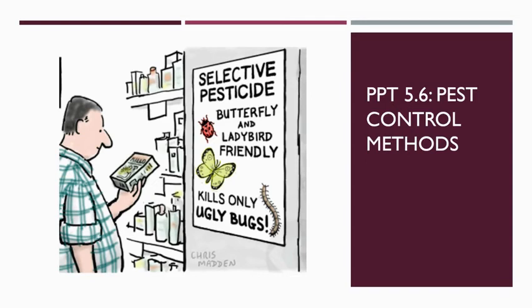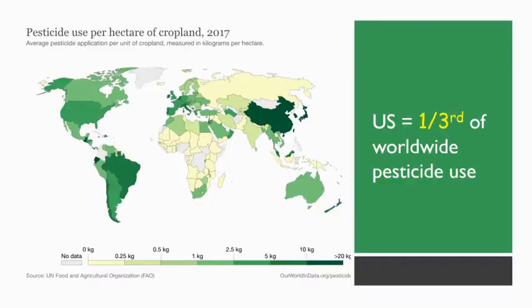This is screencast 5.6, and this is going to be about pest control methods in agriculture. Of course, everybody wants the best pesticide that leaves the ladybugs and butterflies alive and only kills ugly bugs. But that's assuming that the ugly bugs are the ones that we want to kill. Just because they're ugly doesn't mean that they're bad for agriculture.